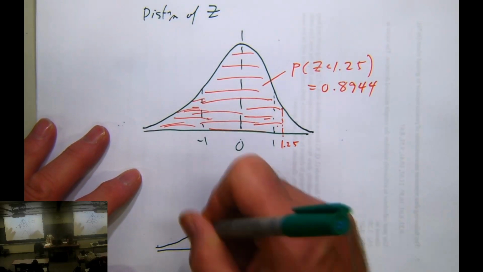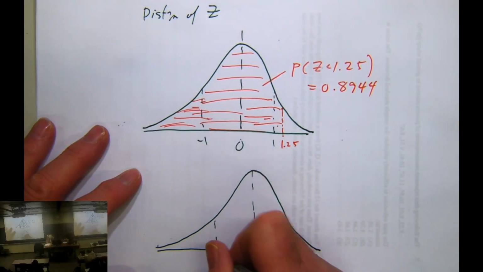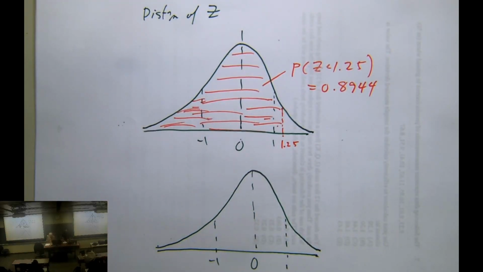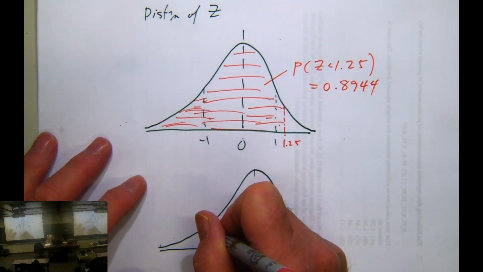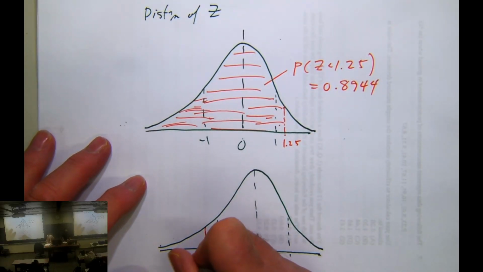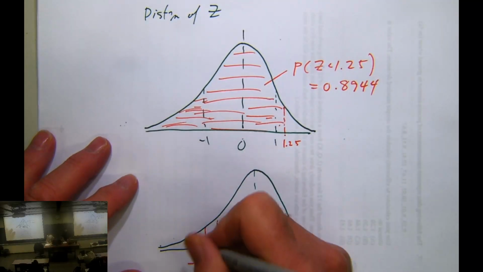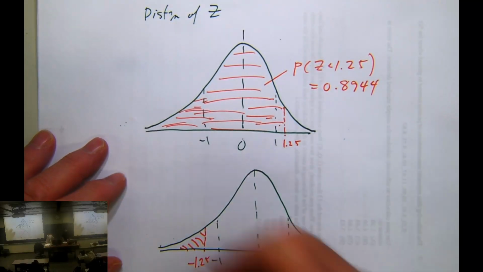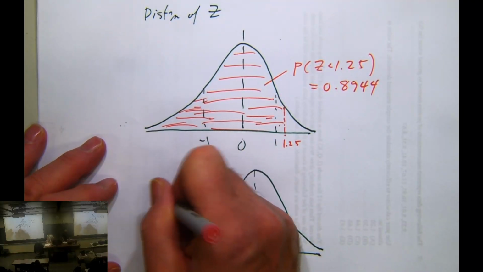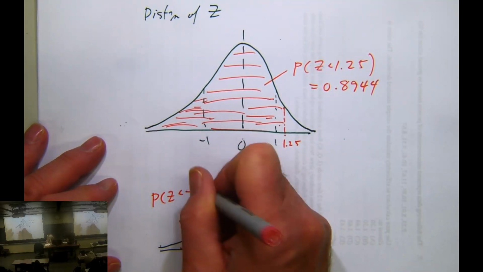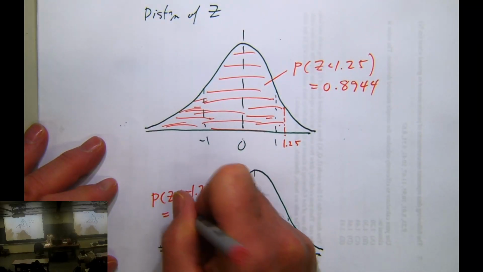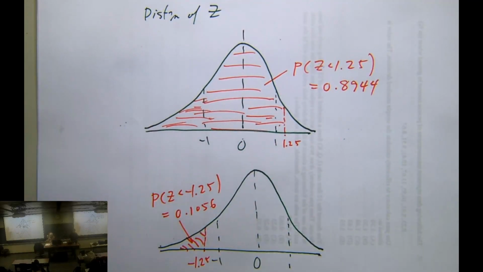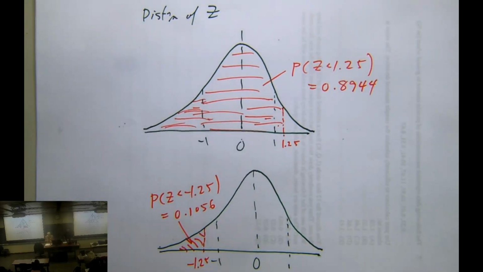Okay, so there's my 1. There's my negative 1. And this time I wanted less than negative 1.25. And so negative 1.25 was right there, and I wanted this area. So this area here was the probability z is less than negative 1.25 equals 0.1056. Now, what you may have noticed here is, again, remember the distribution is symmetrical. So this area here, 0.1056.